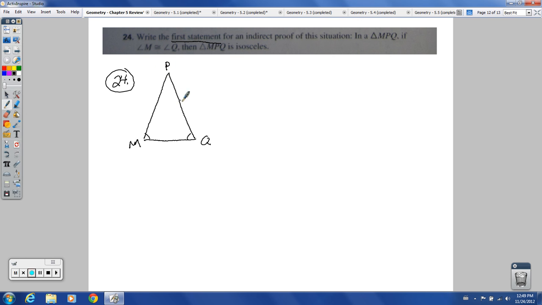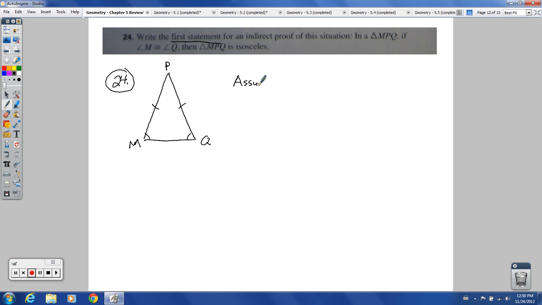And so why would this be isosceles? We would assume that the opposite of what we want to prove is true first of all. By definition, isosceles means that this one would be congruent to this one. So we would assume that the opposite of that is true to start. So we assume the opposite of what we're trying to prove is true.